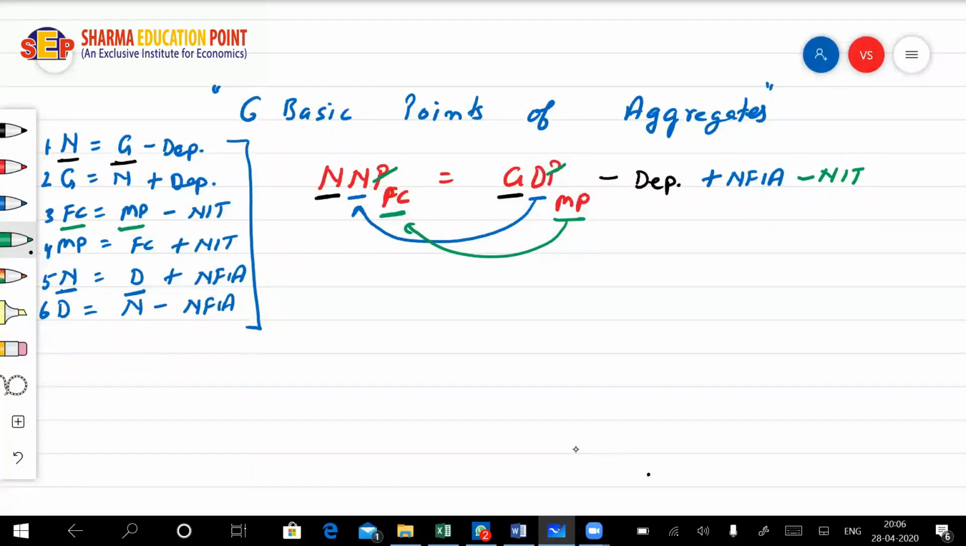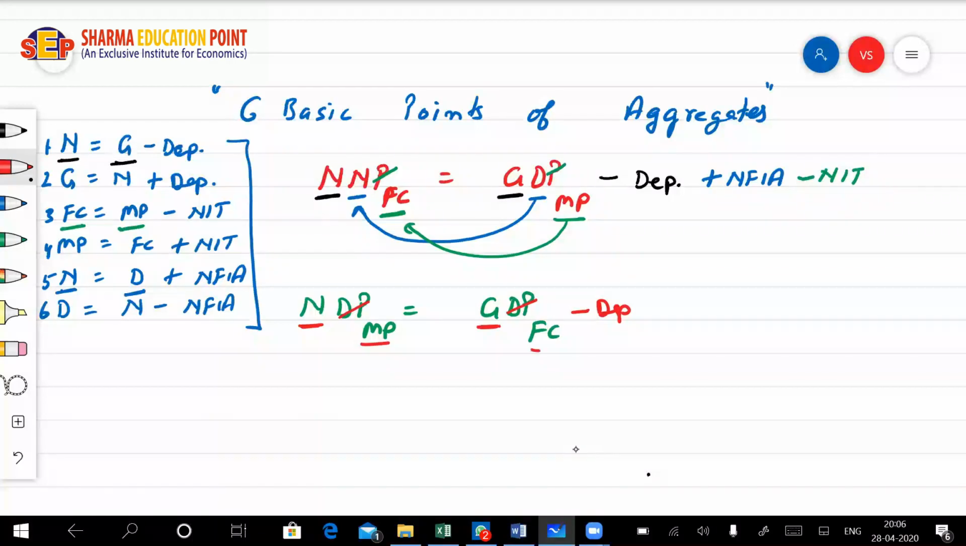Another example I'm taking: suppose net domestic product at market price, and suppose you have gross domestic product at factor cost. Now look at the uncommon things in these. Here N and here G. Look at NG, net gross, and from 1 to 6 you will see it is written at the first point, NG, so minus depreciation.